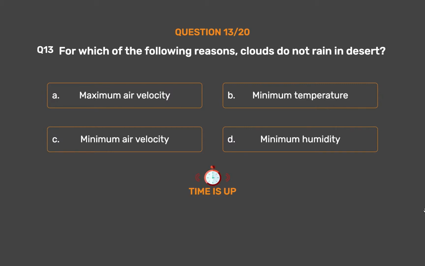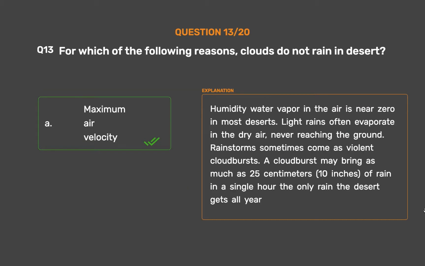The correct answer is option A. Maximum air velocity. Humidity, water vapor in the air, is near zero in most deserts. Light rains often evaporate in the dry air, never reaching the ground. Rainstorms sometimes come as violent cloudbursts. A cloudburst may bring as much as 25 centimeters, 10 inches, of rain in a single hour, the only rain the desert gets all year.